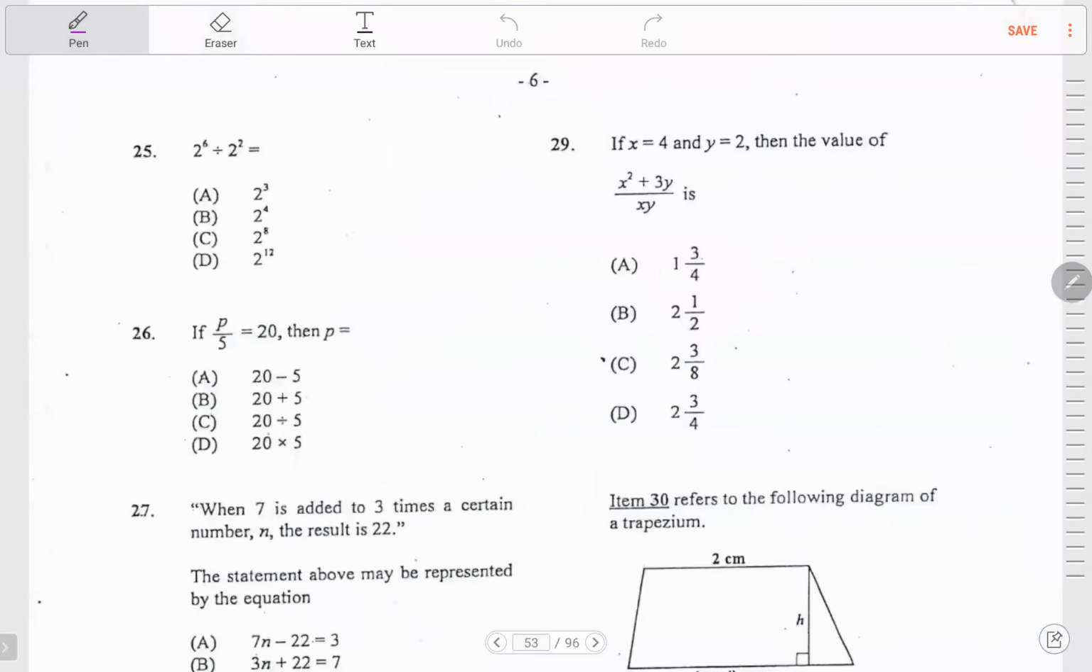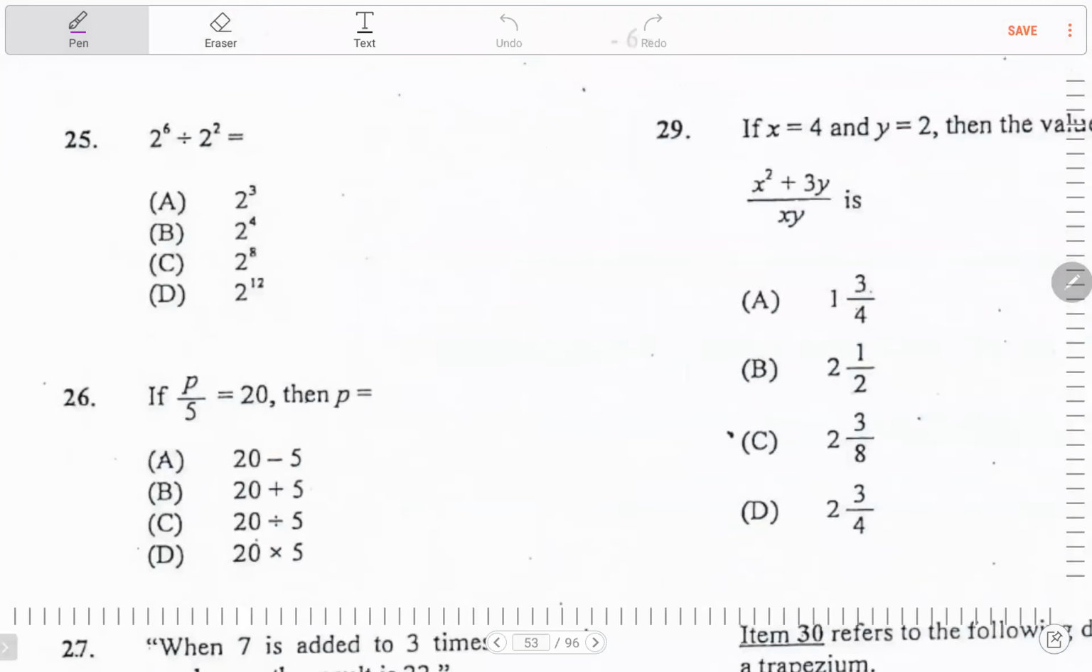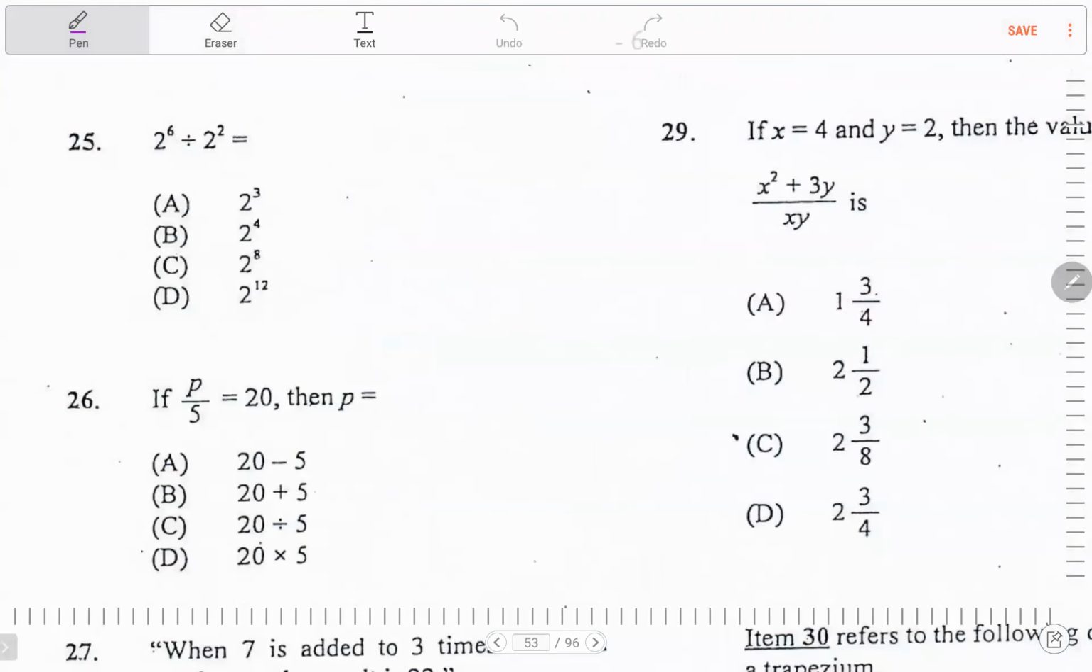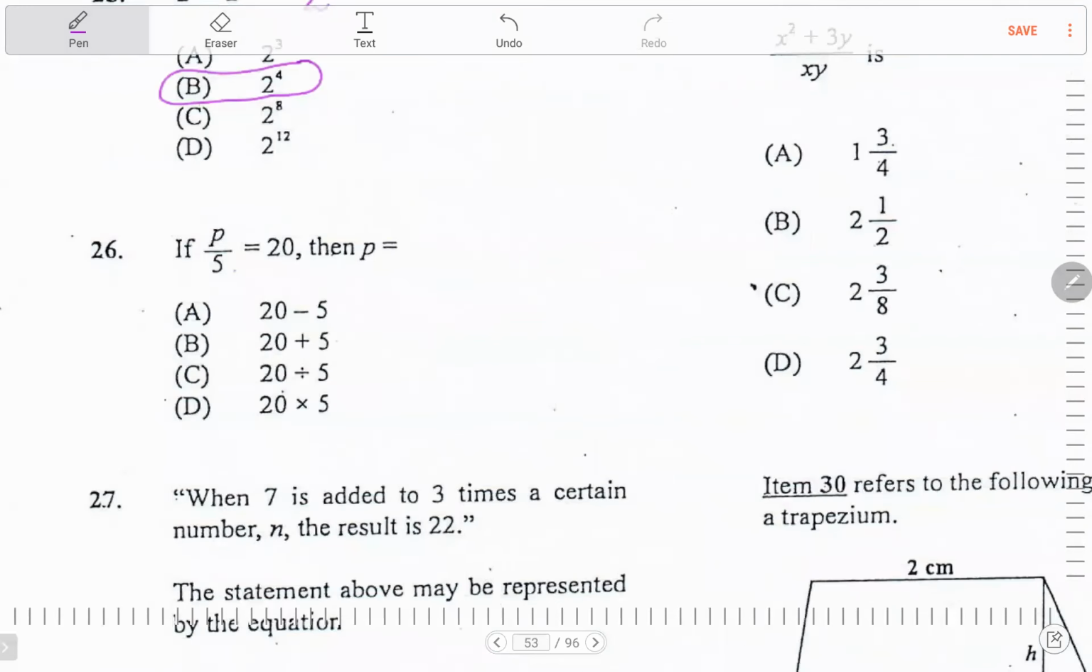This one, 2 to the 6 divided by 2 squared. When you divide in the series, you subtract the powers, so it becomes 2 to the 6 minus 2, which is 2 to the 4th power. So the answer is this one, 2 to the 4th power. When you divide in the series, you subtract the powers. With this one as well, I already multiplied the 5, so p becomes 20 times 5. So this is the answer.